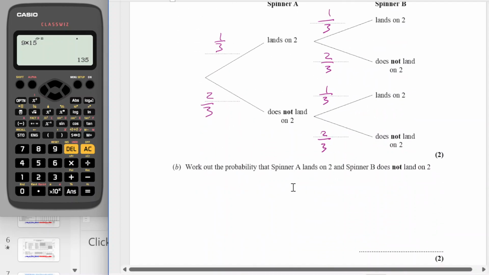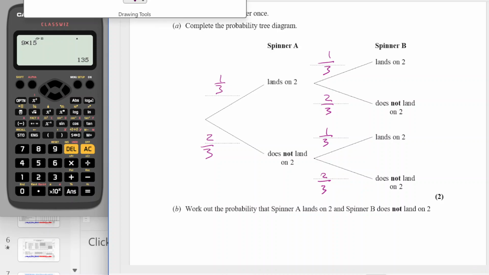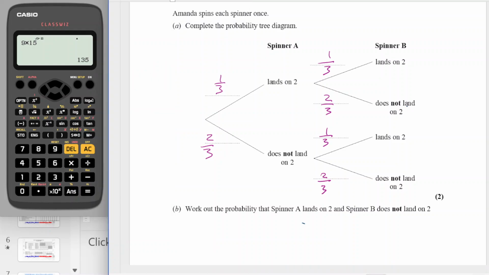Work out the probability that spinner A lands on 2 and spinner B does not land on a 2. So we're only after one specific branch here, which is quite nice. They can ask a lot more complicated, but this is fairly nice. So we're only after lands on a 2, does not land on a 2. So we're only after that branch, which is going to be 1/3 times by 2/3, which is going to be 2/9.